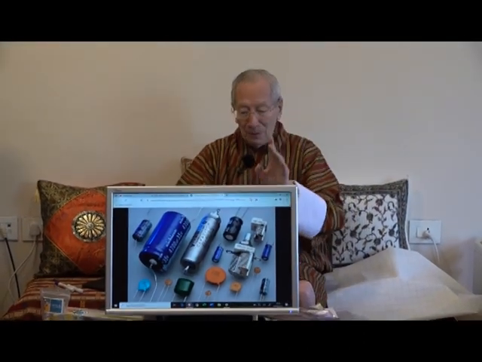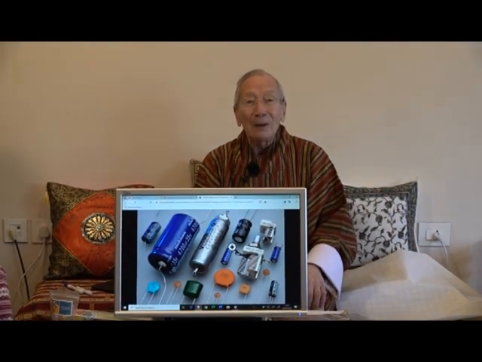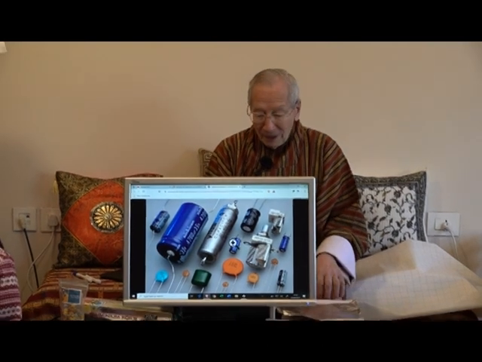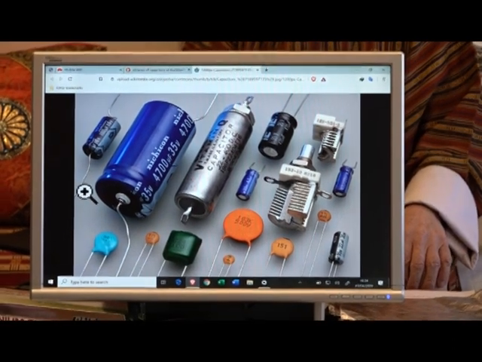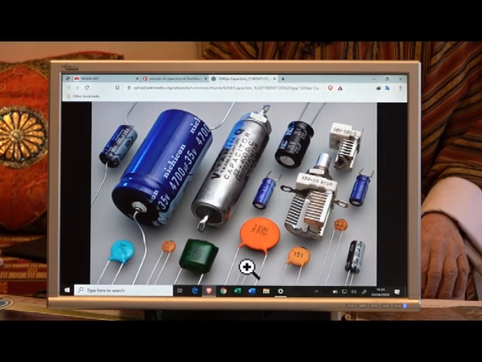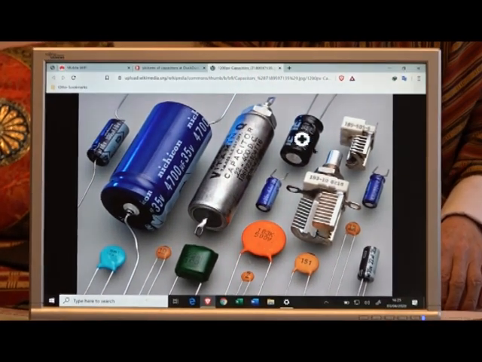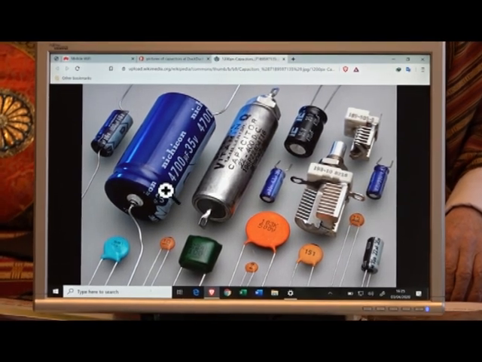What I'm going to talk about today is capacitors. And let me show you some pictures of capacitors, which should, with luck, be on my computer. I hope you can see them. This is what capacitors look like. They come in all shapes and sizes, just like school students. There are some great big ones. There are some very tiny little ones. These are all capacitors.